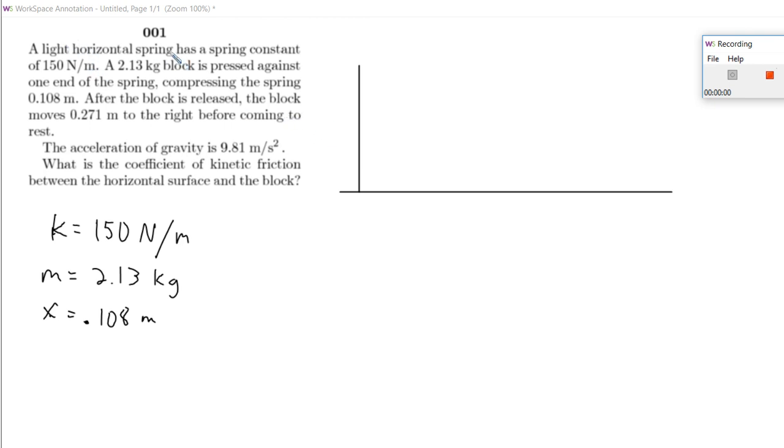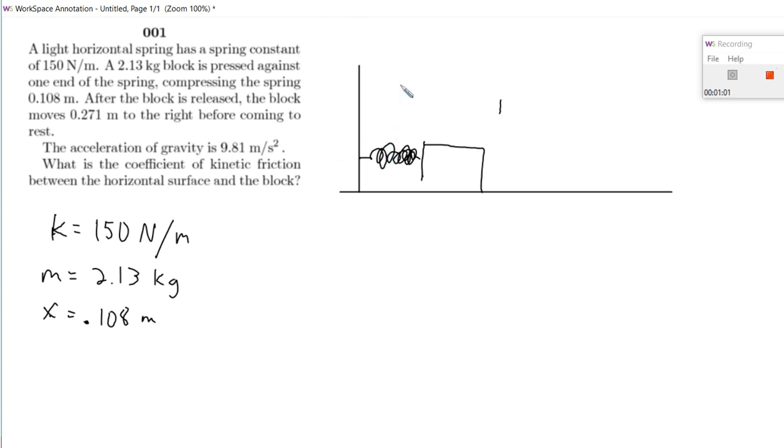All right, so we've got a light horizontal spring, given a spring constant, and we have a block that's pressed against one end of it, compressing the spring. So we've got a spring and it's relaxed and stretched out, say to right there. But then we take that same spring and we squish a block up against it, and all of a sudden our spring is going to be squished back as a block is pressed up against it.